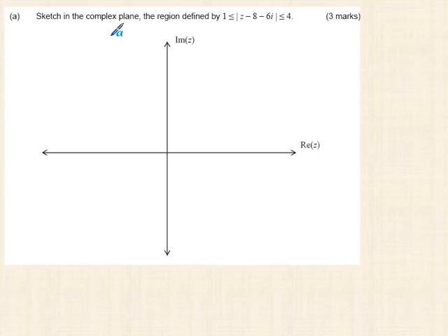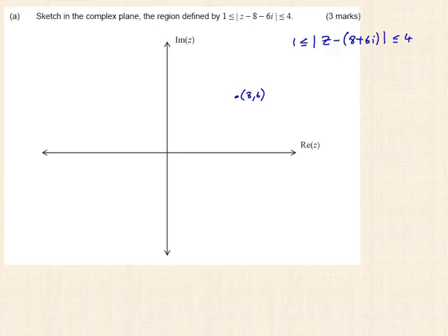We want to sketch in the complex plane the region defined by this. I'm just going to rewrite that as |z − (8 + 6i)|, and that's between 1 and 4. This is a circle with its centre at (8, 6).